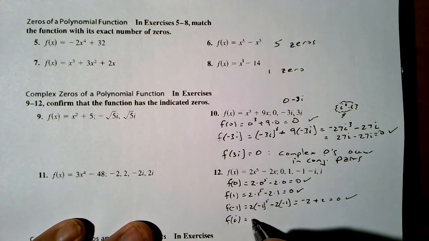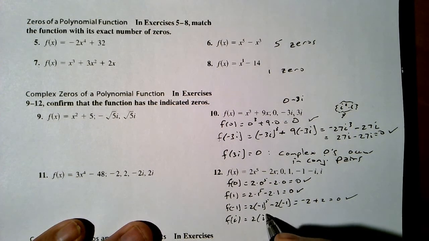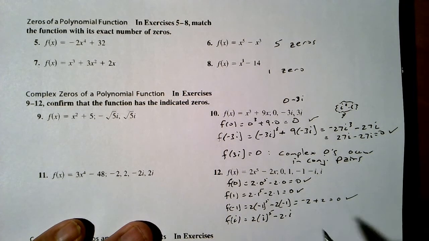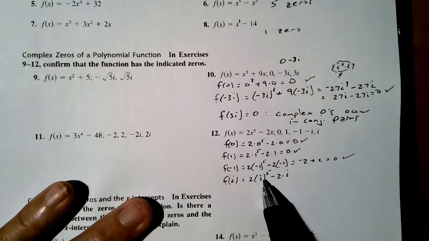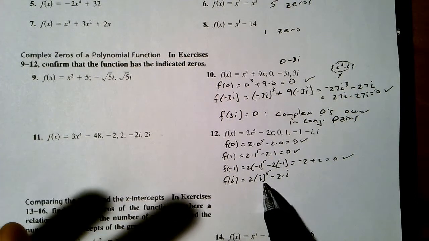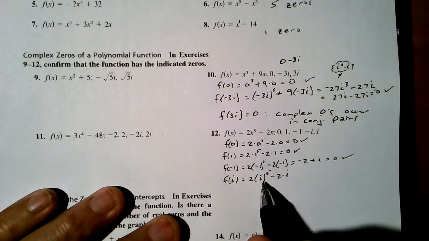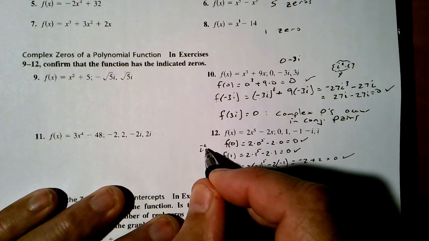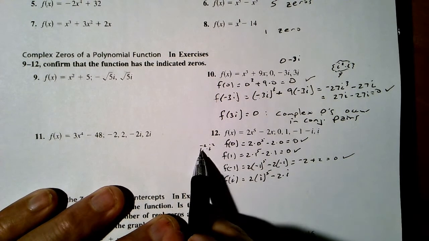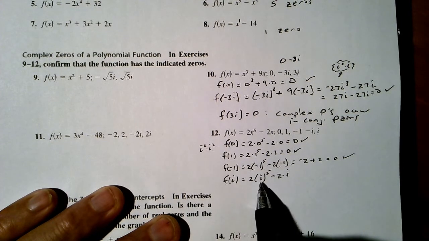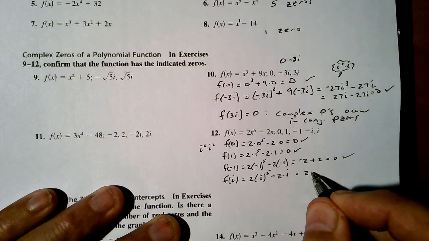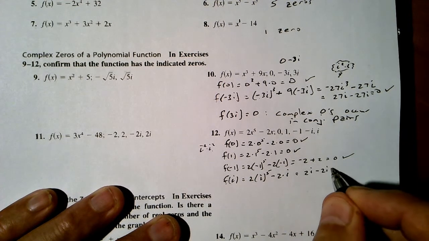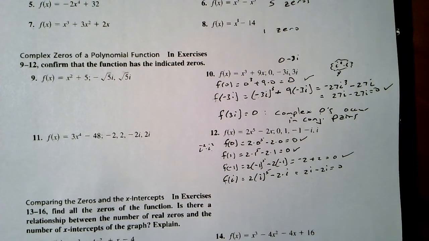F of I is 2 times I to the 5th minus 2 times I. Well, I to the 5th is I to the 4th times I. We talked about that in the last section, but I to the 4th is I squared times I squared. That's negative 1 times negative 1, which is 1. I to the 4th is 1 times another I is just I, so 2I minus 2i equals 0. Might want to rewind that, listen to that.